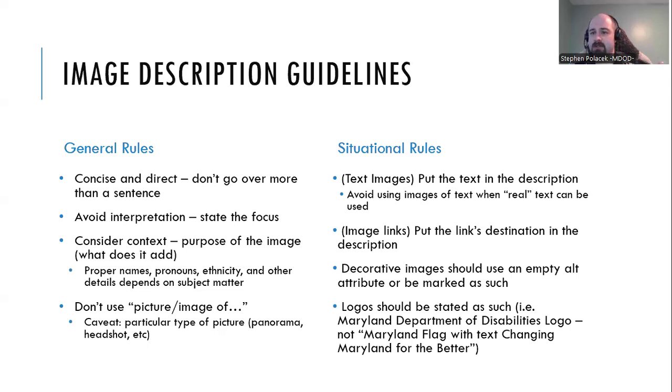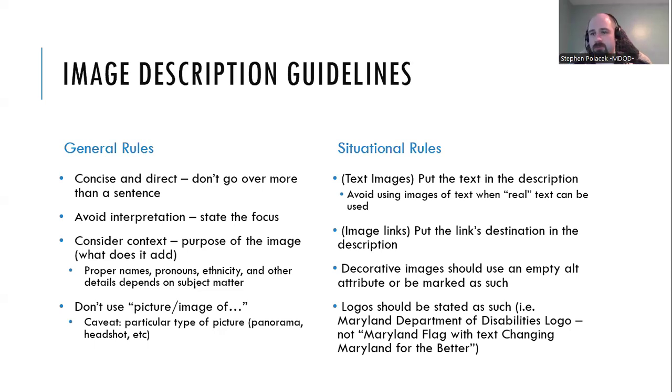There is a caveat to that, though. If you're showing a particular type of picture or photo, like a panorama or a headshot, in those cases, you would state that. So, panorama of the Inner Harbor or headshot of Governor Westmore, because that tells us it's a specific type of image and we know the format that that's going to be. Panorama is a very wide, short type of photo. A headshot is, like in the case of the Zoom window here, my shoulder is up. Those kinds of particular types of photos, because that's additional detail that's useful to us.